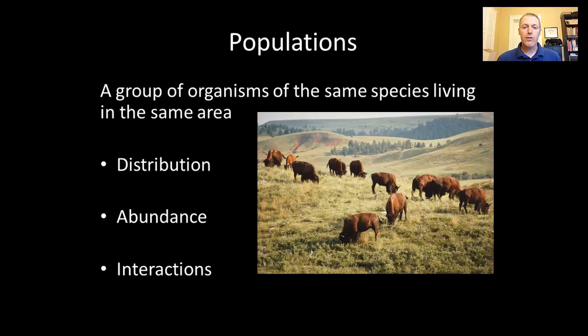The first is going to be the distribution. So where is the population found? How do they use their environment? The second thing would be abundance. This would be the population size, but also things like growth rate and age structure of the population. The third thing would be interactions between the organisms that are in that population. How do organisms in the population interact with each other?